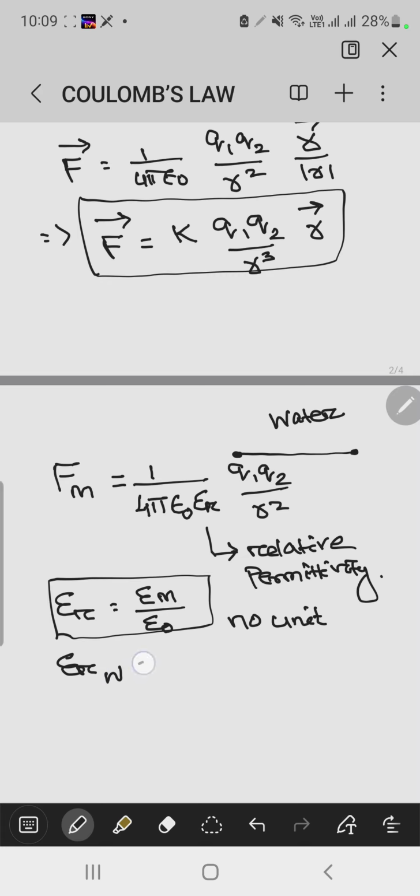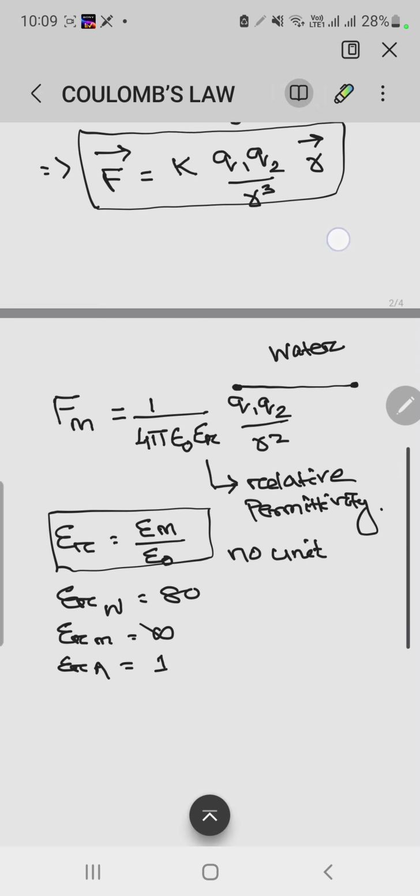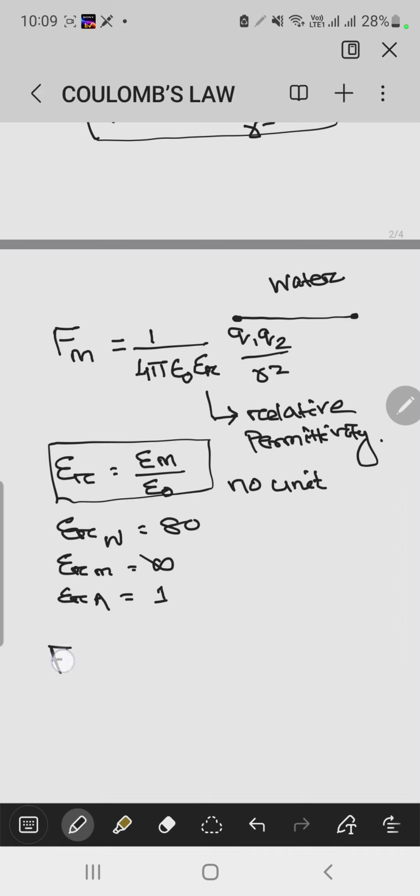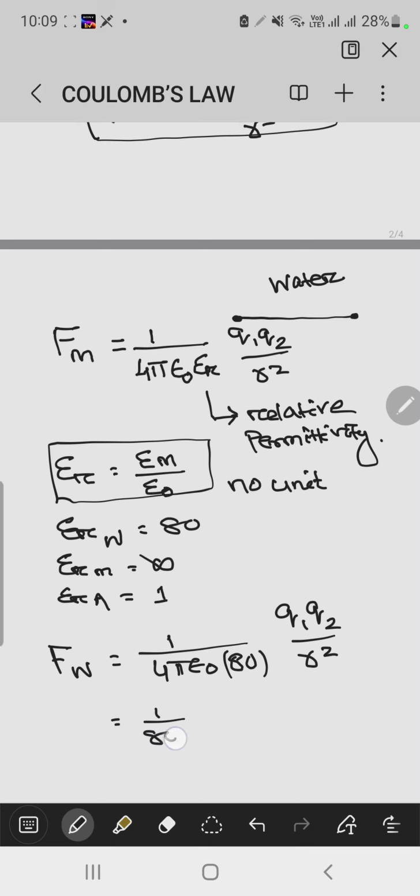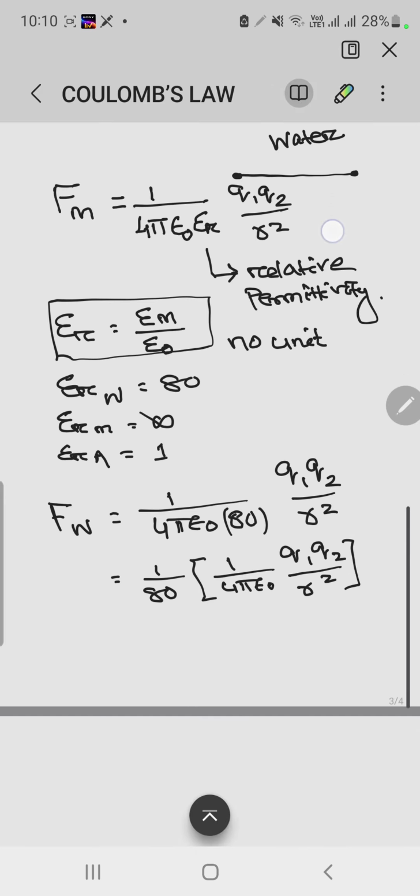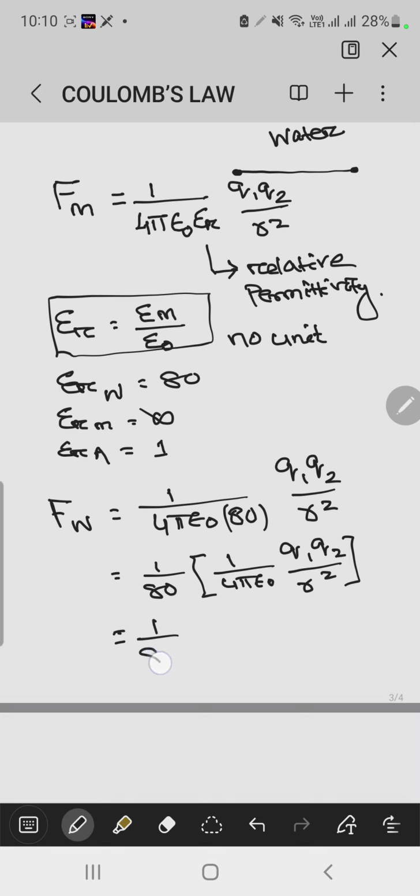Relative permittivity for water is 80, for metal it is infinity, and for air it is 1. So for water, the force is 1 by 4 pi epsilon naught, and the relative permittivity value is 80, so it is Q1 Q2 divided by r square. Here you can have 1 by 80 times the bracketed term 1 by 4 pi epsilon naught Q1 Q2 divided by r square, and that bracketed value is F air.